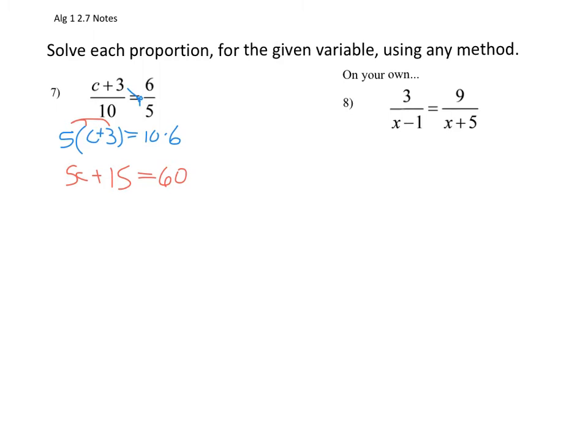All right, now we're going to use the subtraction property of equality. Let's subtract 15 from both sides, and we'll end up with 5c is equal to 45. I can use the division property of equality next and divide both sides by the same thing. And then I'm going to end up with c is equal to 9.